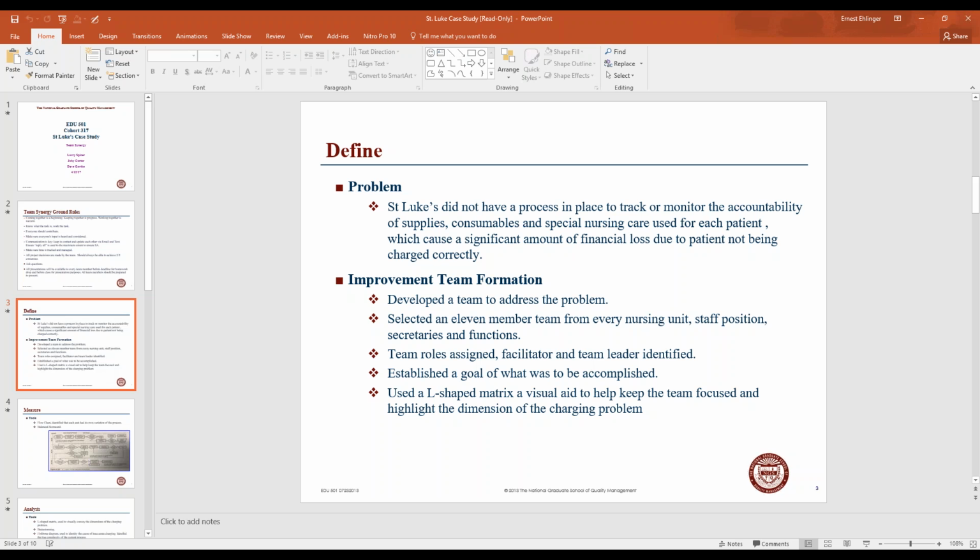So if you improve accountability, but the financial loss still continued on, would that project be a success? No, I wouldn't think so. Okay.